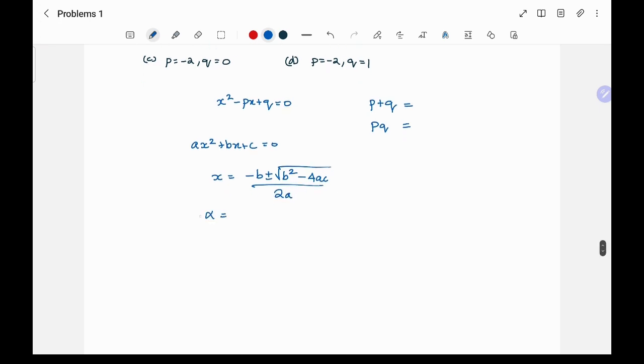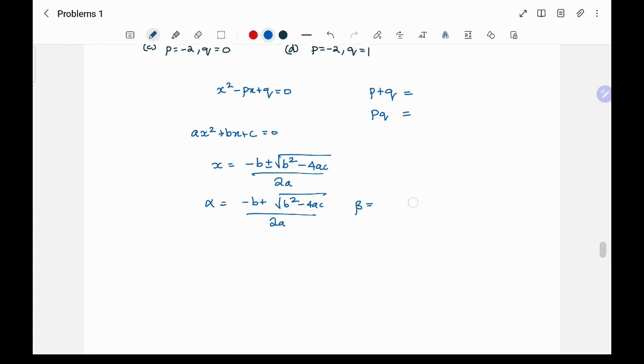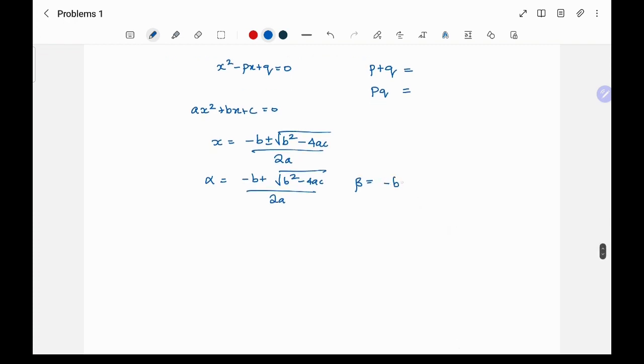So if we take one root as alpha, let's take the positive root as alpha, so with the plus sign, and let's take the other root as beta. We have (minus b minus root of b square minus 4ac) by 2a. So what we'll find, what is alpha plus beta? So alpha plus beta, the second term cancels, right?